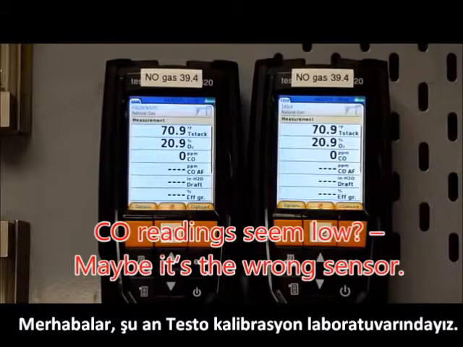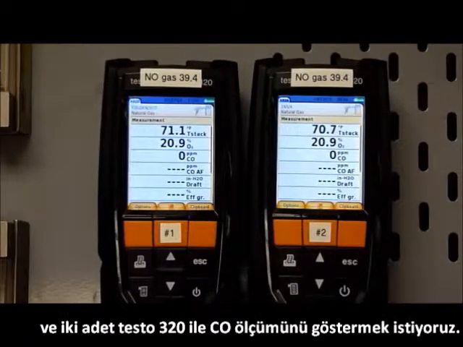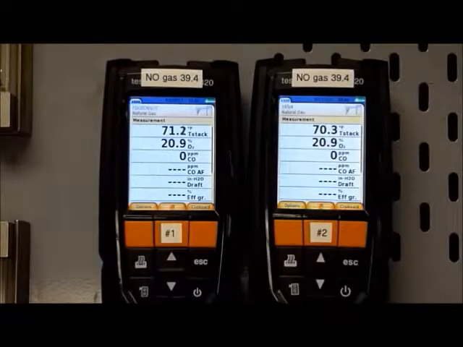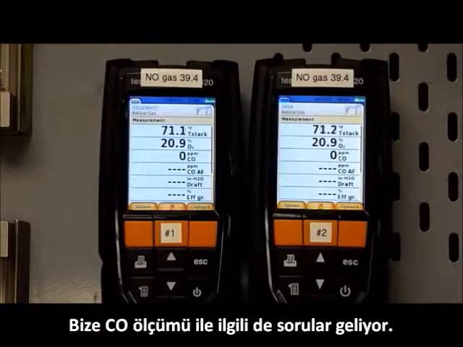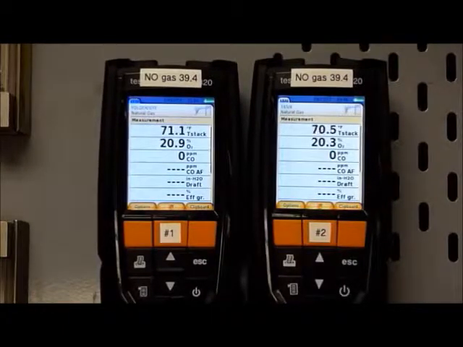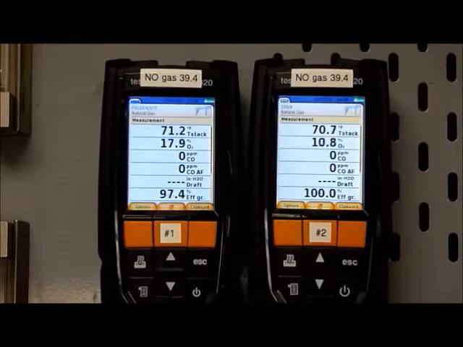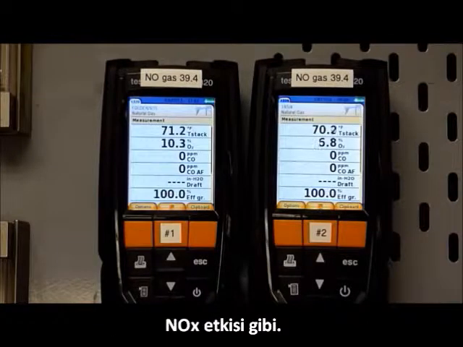Hello, we're at the Testo calibration lab, and what we'd like to do is demonstrate CO measurement on two Testo 320s. We've got people ask us questions. I'm connecting the analyzers right now. People ask us questions about CO measurement, and what we're going to demonstrate is how a CO measurement can be affected by the natural occurring NOx in a flue gas.